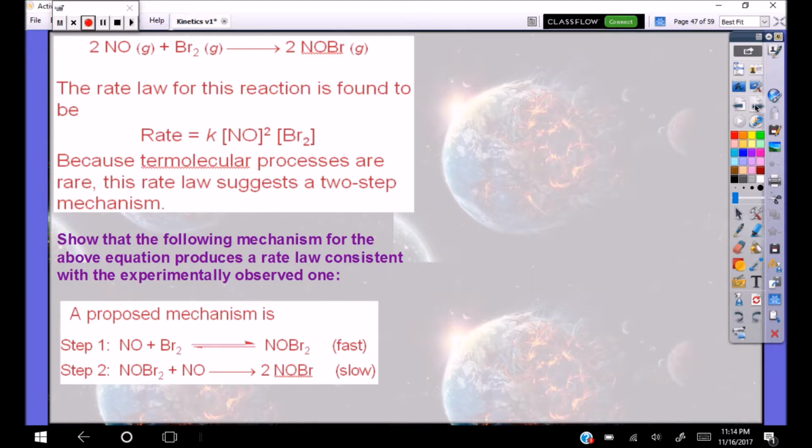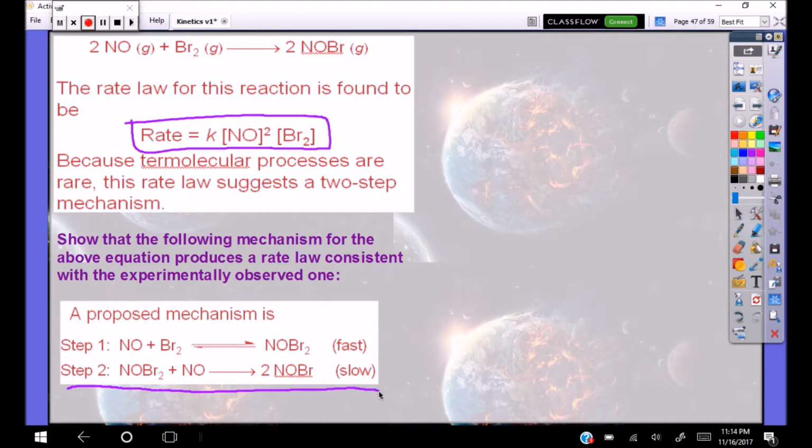But since they are rare, it suggests that it has a 2-step mechanism. So our job is to show that the following mechanism for the above equation produces a rate law consistent with the experimentally observed one. So we're trying to figure out how they get this rate law. Okay, well, we should add them together.